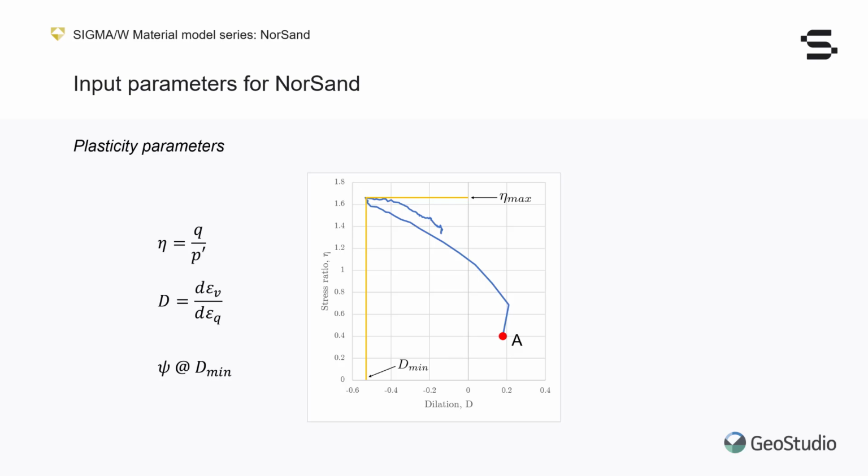Another interesting piece of data available on this plot relates to the critical state ratio, MTC. After maximum dilation has been reached, the soil will fall toward its critical state, which would be the y-intercept on this plot at very large deformation. This is one of the several methods for determining the critical state ratio.